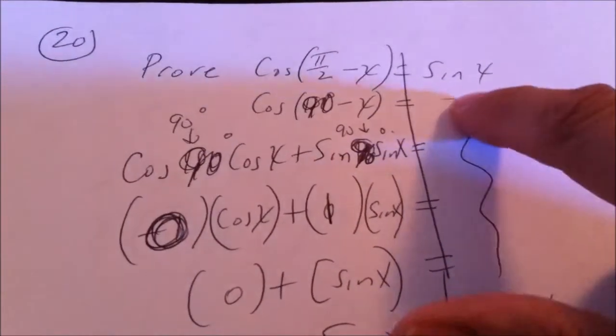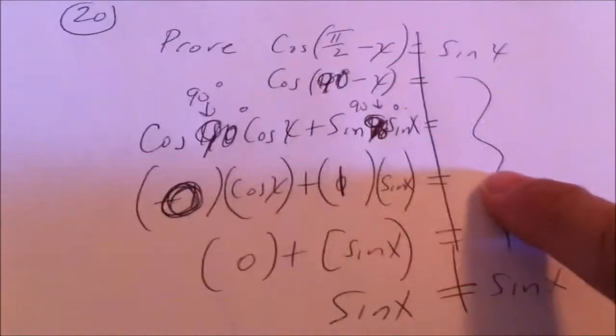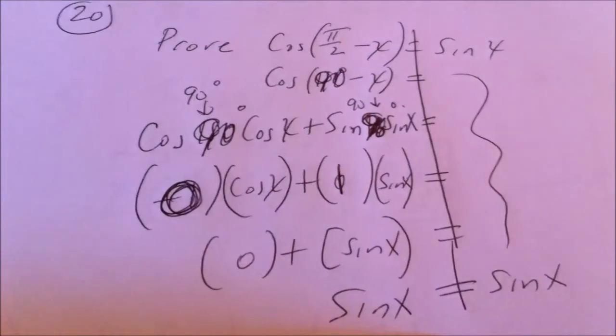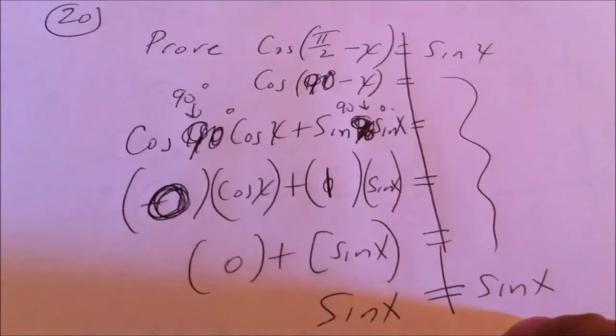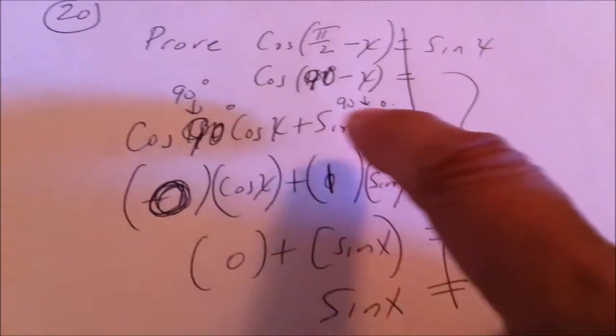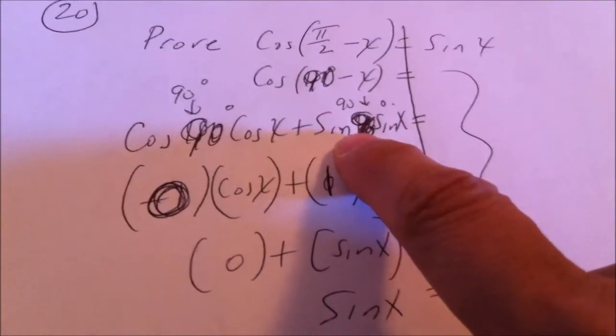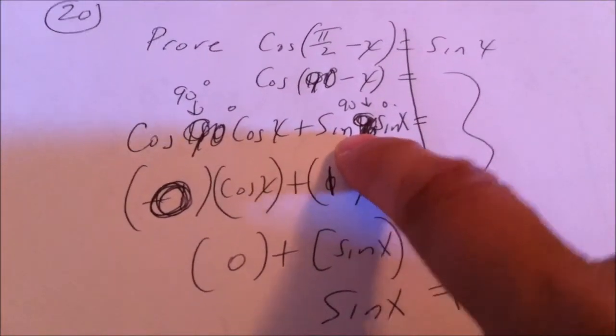I didn't do anything with this side. When you're working a proof, when you're working an identity, you only work one side. When you've simplified that side as much as possible, it should look like the other side. So now these are quadrantal angles. You can either use your unit circle, your trig graph, or go right to the calculator.